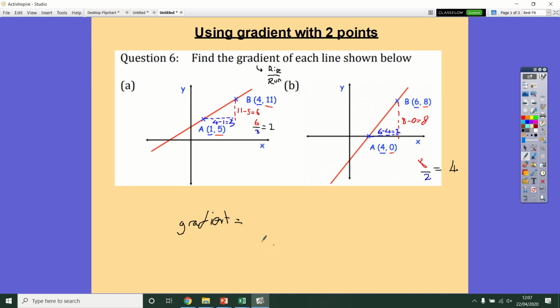So the gradient, you might want to write this down. It's the change in the y values, the difference in y, and that's divided by the change in the x values, the difference between the x values. Okay, so this is like a new way to write the gradient if you've got those 2 points. Find the difference, and divide them, okay?